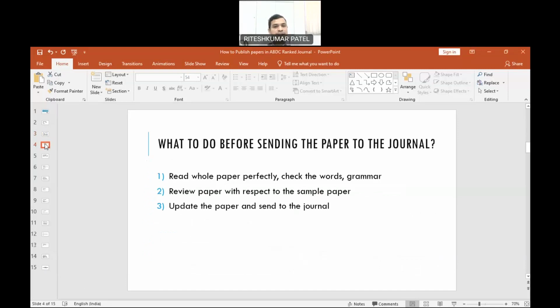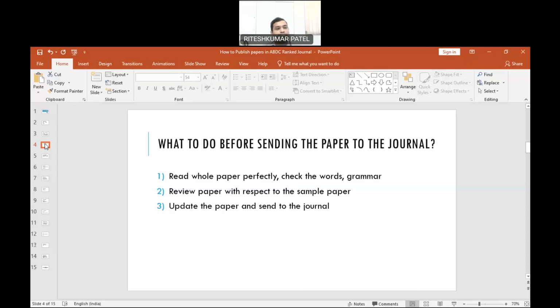What to do before sending the paper to the journal? Don't be in a hurry to submit it to the journal, because if you make it in a hurry, you may face certain troubles. Read the whole paper perfectly, and check the words and grammar properly.